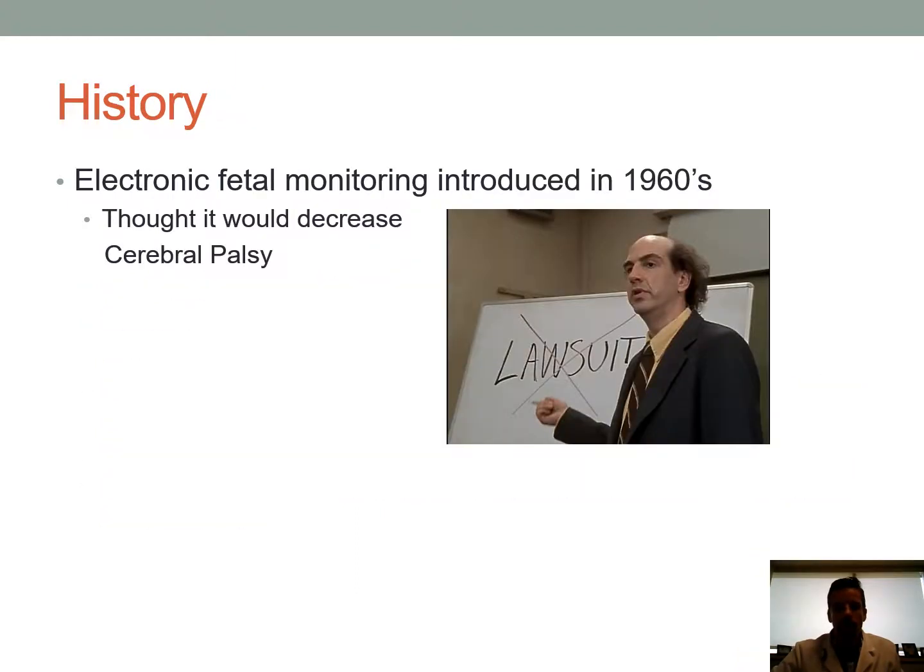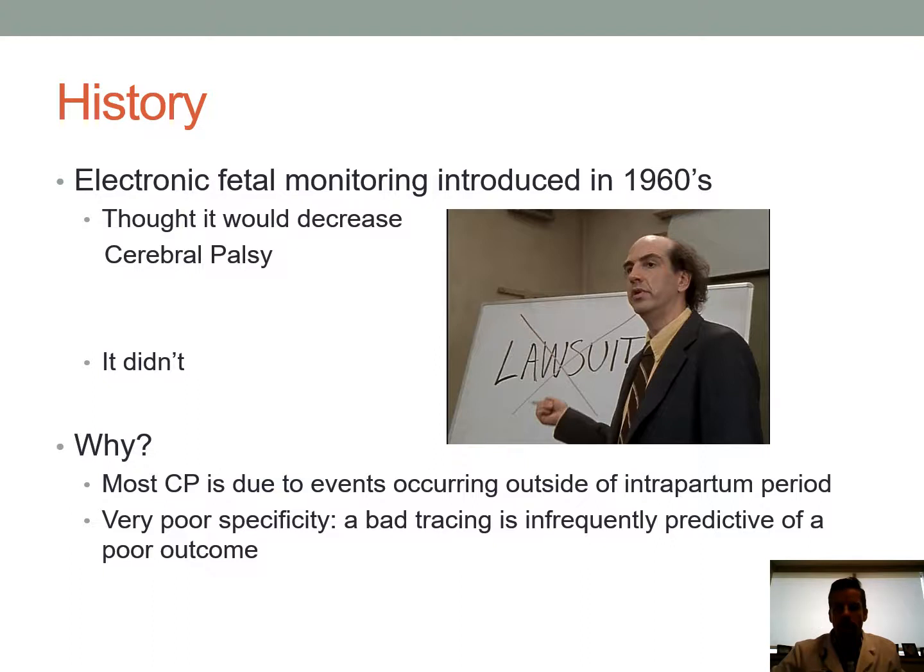All right, next slide. A little bit of background on the history of electronic fetal monitoring. It was introduced in the 1960s, and we thought that we could really reduce the incidence of cerebral palsy. As our lawyer friend from Scrubs pictured here points out, unfortunately it didn't. The reasons why are a little bit complex. Most cerebral palsy is due to events occurring outside of the intrapartum period, and fetal monitoring strips have a very poor specificity for a bad outcome.